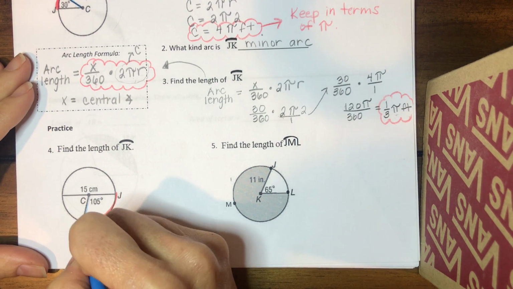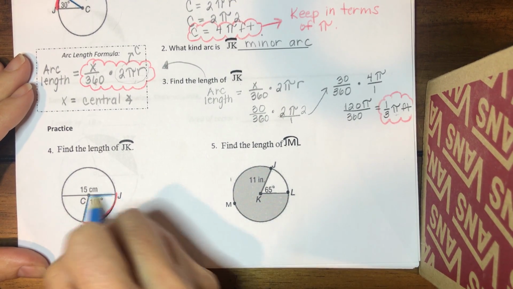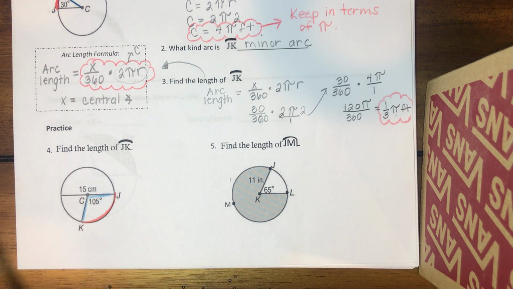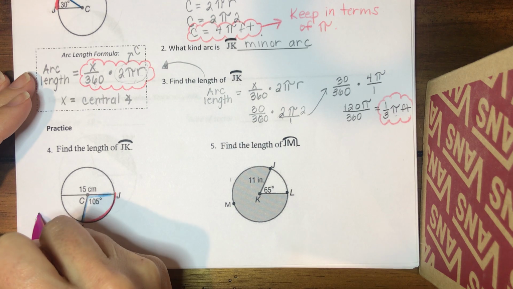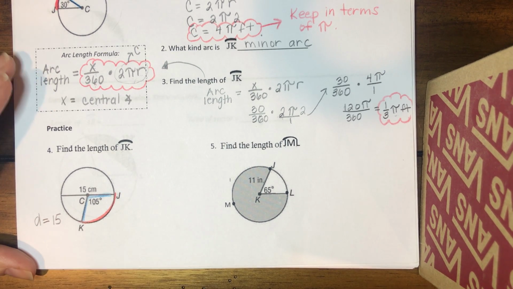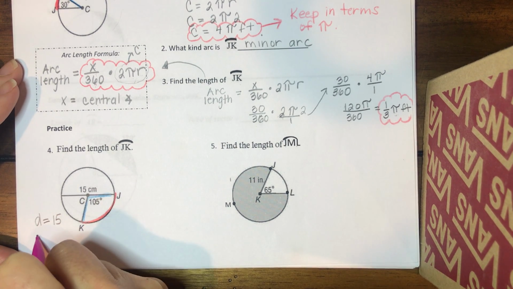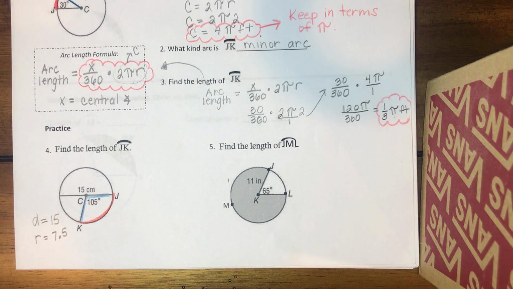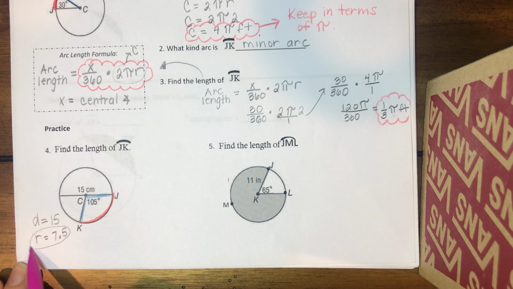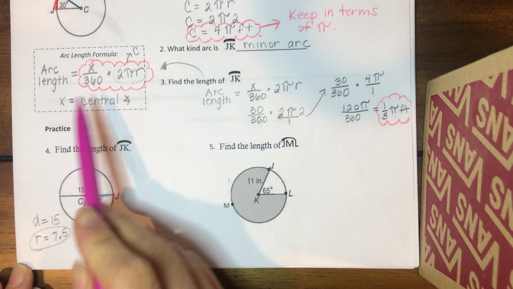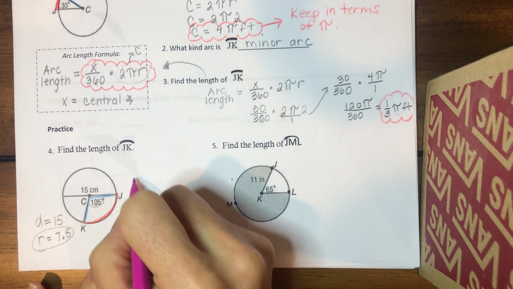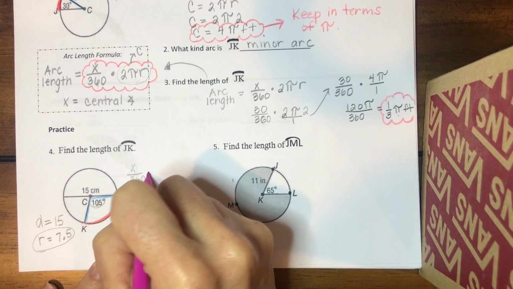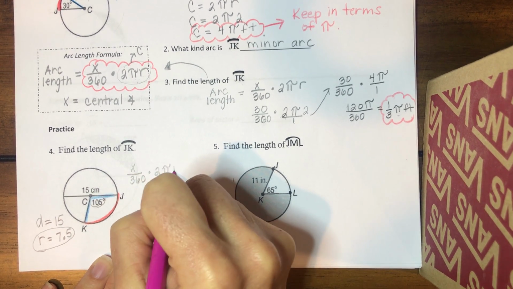Do we know what the radius is? Here's a radius. Here's a radius. Doesn't quite give us the radius, but it does give us the diameter. So I know that my diameter is 15. So in order to figure out the radius, remember we just take half and we have 7.5. So I'll be using my radius and my central angle in my formula. So I like to write the formula, x over 360 times 2 pi r.